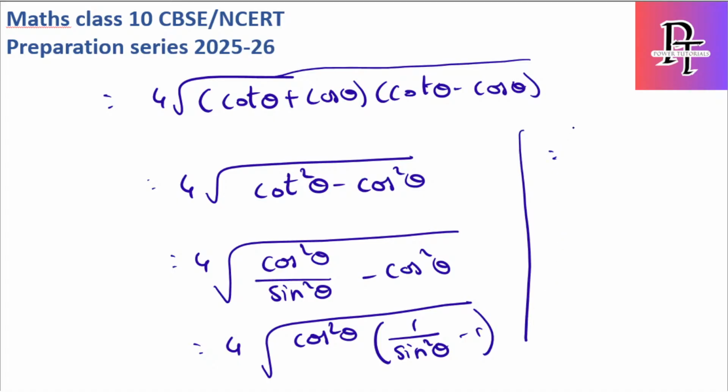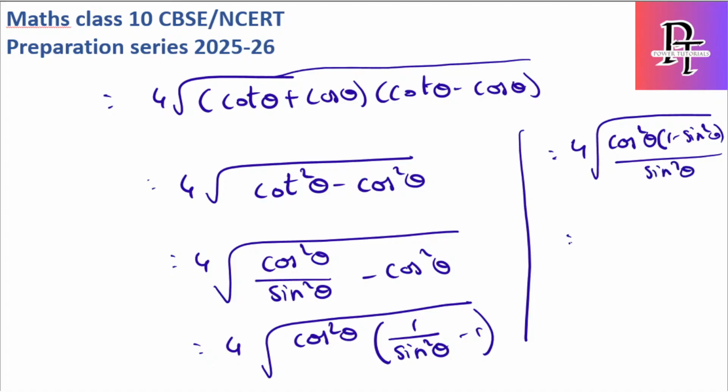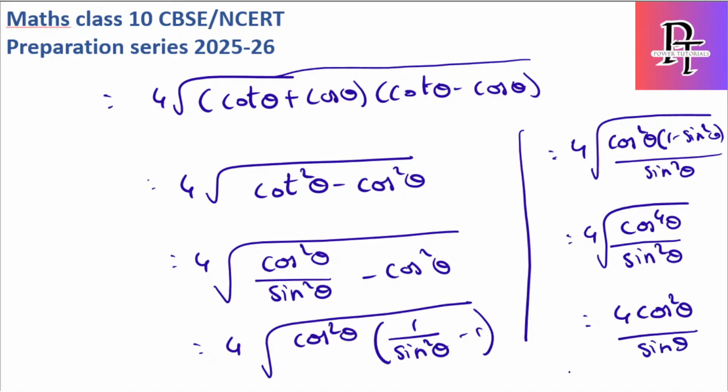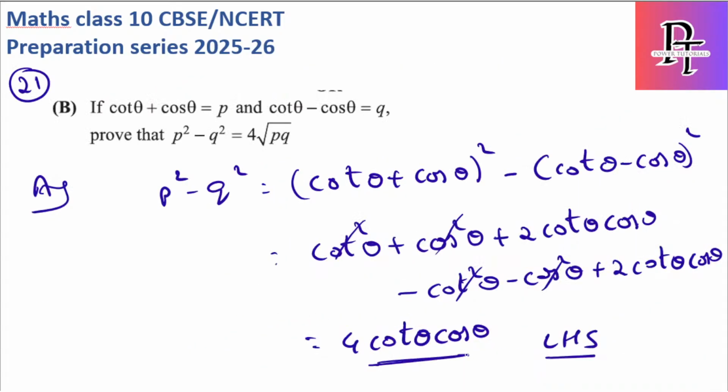So I'm writing the next side, root of cos square theta, and here we get 1 minus sin square theta as LCM by sin square theta. So 1 minus sin square theta is nothing but cos square theta. So this becomes cos power 4 theta by sin square theta. So here it becomes 4 cos square theta by sin theta, which is nothing but 4 cot theta cos theta. This is RHS. The same we have in the LHS as well. Hence both are same. Hence the equation is proved. Okay. Let's move to the next one.